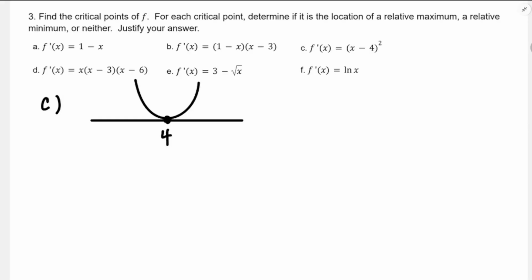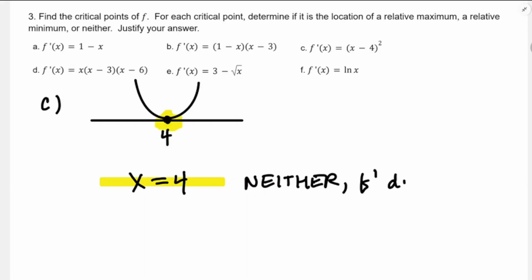Right, so I would say x equals 4 is a critical point right there. We're seeing f prime is equaling 0. So x equals 4 is the location of a critical point, but it's going to be neither a maximum nor a minimum. And my reason is f prime does not change signs. I don't need to say it does not change sign at x equals 4 because I've already clearly stated I'm talking about what's happening at x equals 4.